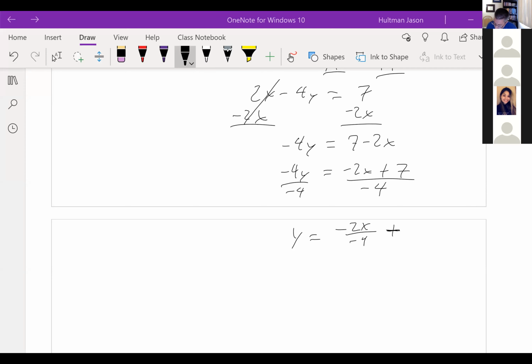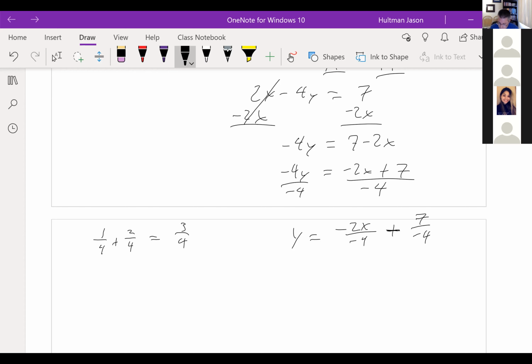Okay, here we go. So we have negative 2x over negative 4 plus 7 over negative 4. And so we really want to ask ourselves, why can we break it up like that? It comes to us with fractions. So say I had 1/4 plus 2/4. What's 1/4 plus 2/4? Isn't that 3/4? Wouldn't this be 3 over 4?